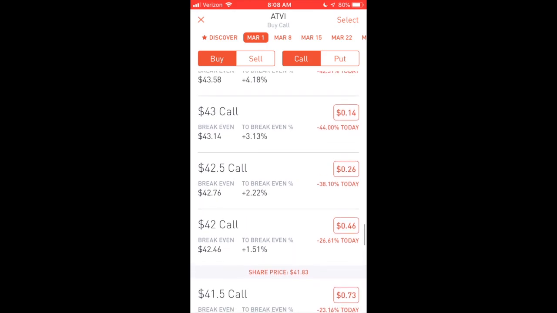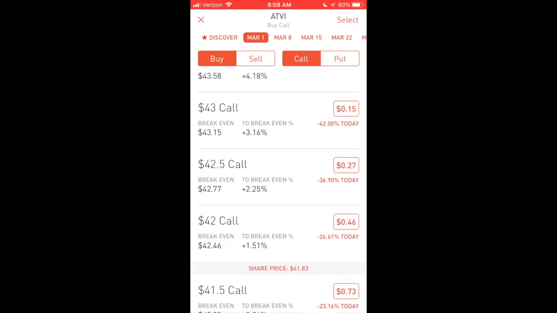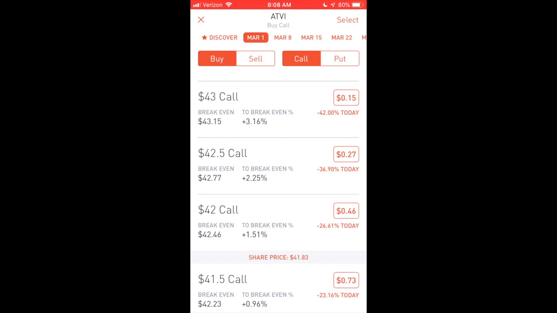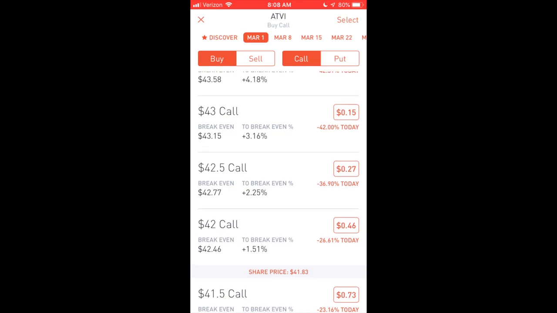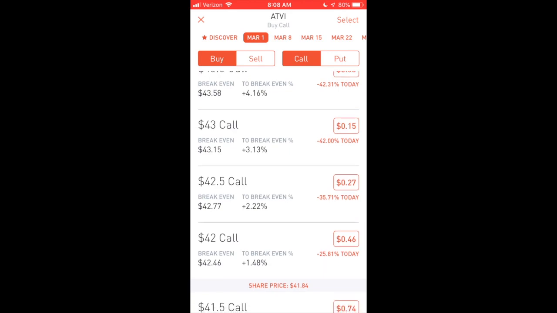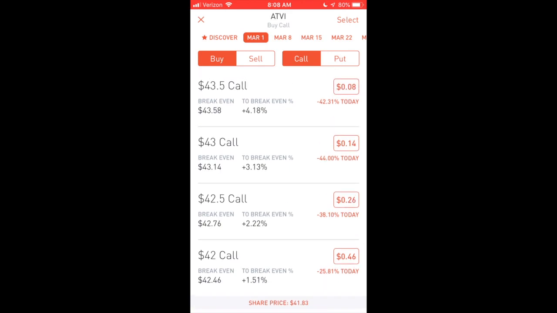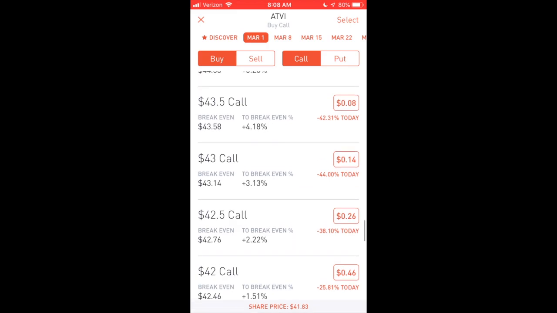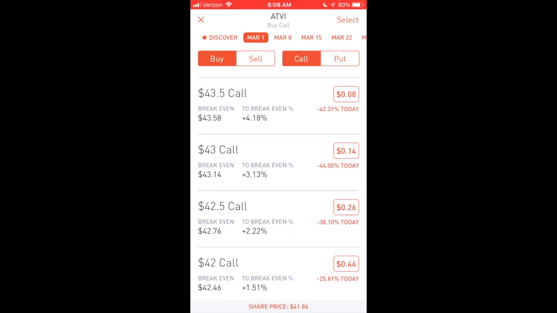And then in the middle there, you're going to see the break even percent. That basically means that the stock has to go from 41.83 up 3% to break even. Then any profit is going to be made after that. So just because you're buying a $43 call does not mean that you're going to make money if it hits 43. It's going to have to surpass $43. So we can talk about that in a different video, but I just want to show you how to quickly execute one of these trades.